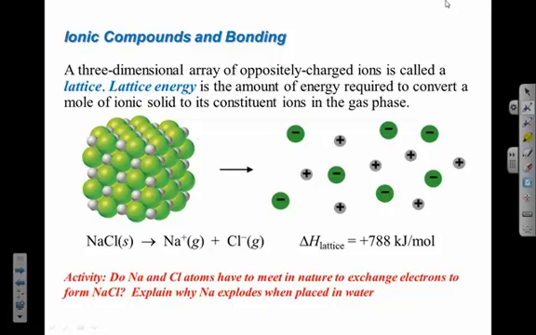How much energy does it take to break those up? A lot. If I have a huge number of positives and negatives all lined up and I want to separate them from one another and get them as individuals, it's going to take a lot of energy. And so that's what the lattice energy represents. It's a positive value because it's energy I have to put in to overcome that attraction.